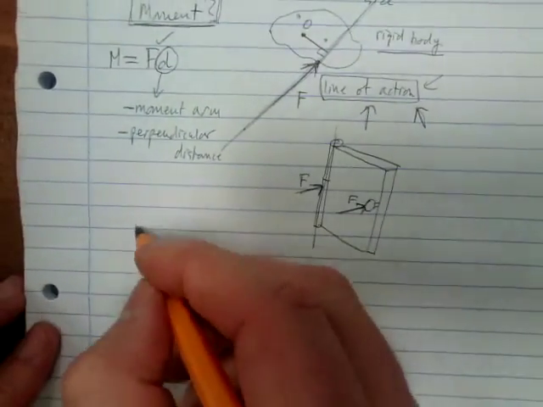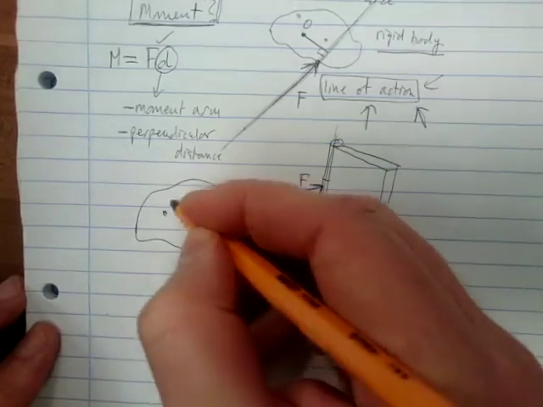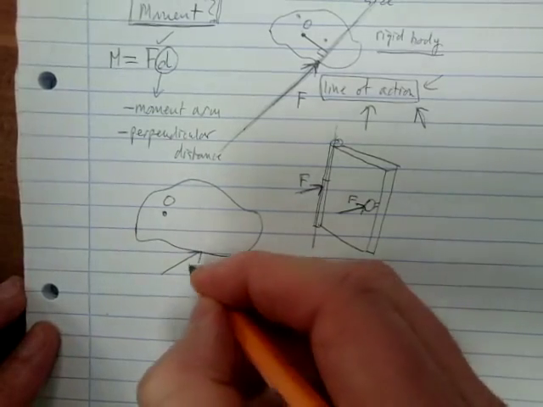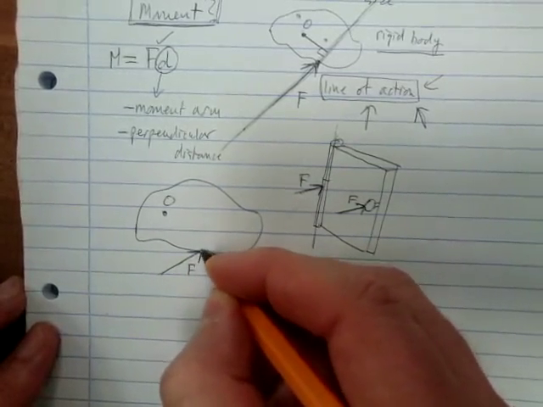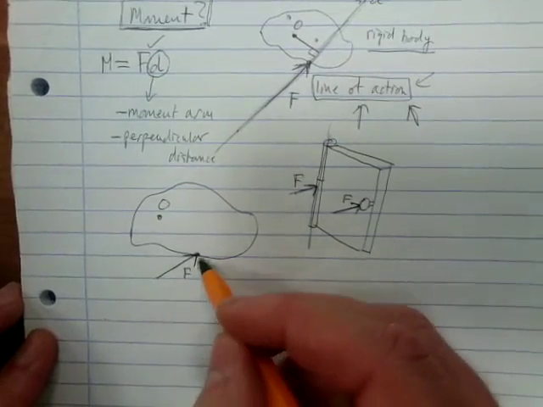Okay? So here's another body. Let's say there's point O and I have a force there. That's the point of application right there, and there's the direction of the force.